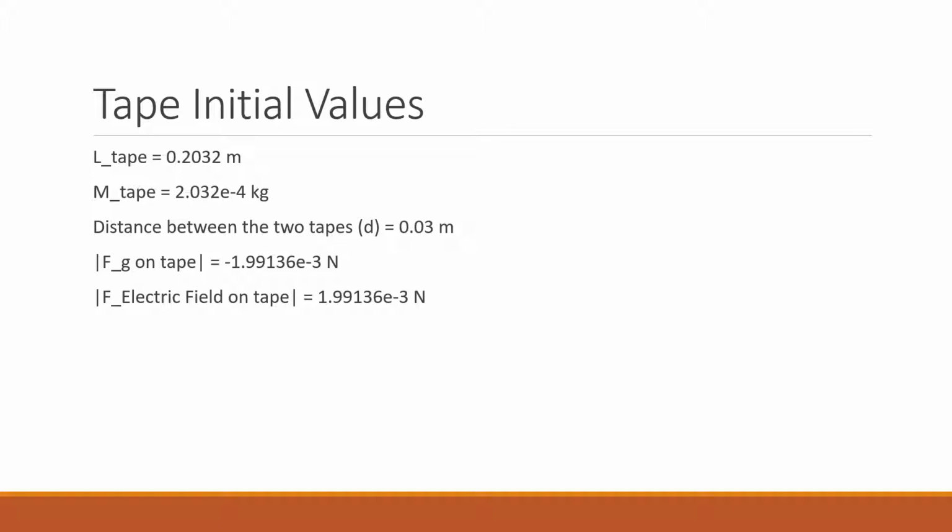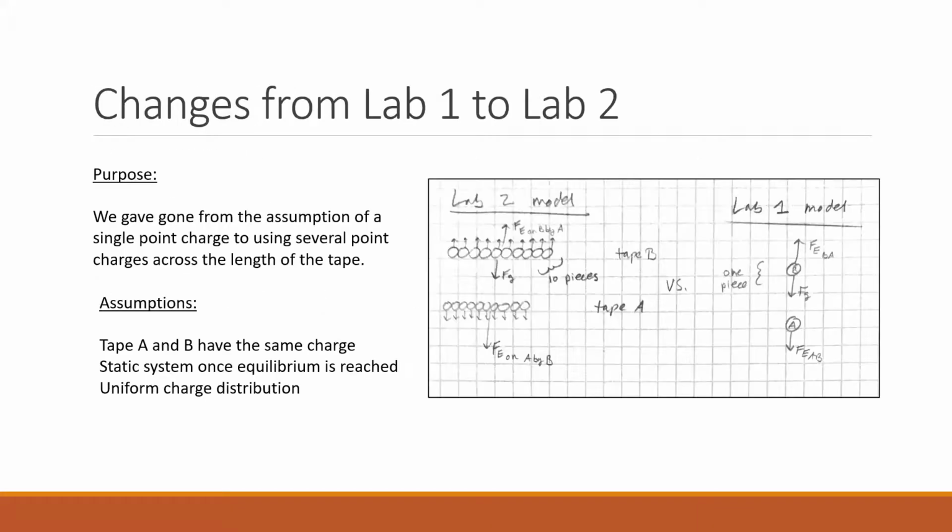The initial values: we have the length of the tape, the mass of the tape, the distance between the two tapes when they first started moving, the force of gravity on the tape, and then the force of the electric field on the tape. The main changes from Lab 1 to Lab 2 are how we go about our calculations.